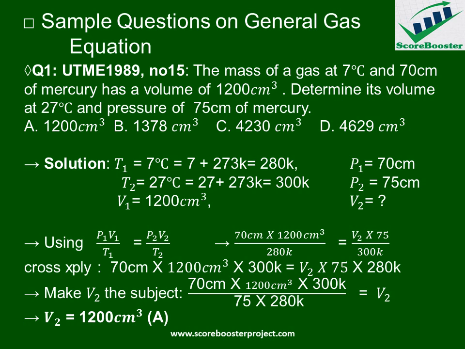Then we can make V2 the subject of the formula by dividing through by 75 times 280 to get V2 equals 70 times 1200 times 300 divided by 75 times 280. So if you evaluate this, our V2 will be 1200 cm3, making option A the correct answer for this particular question.